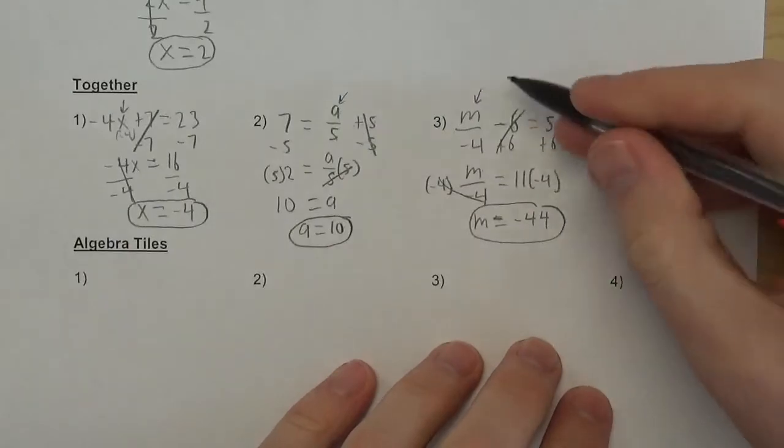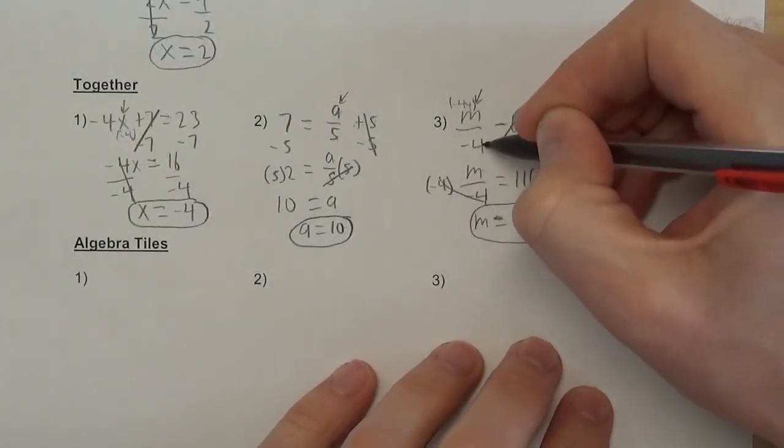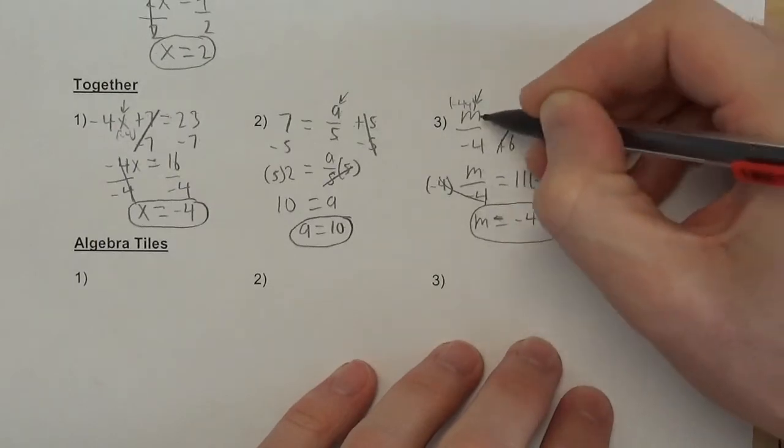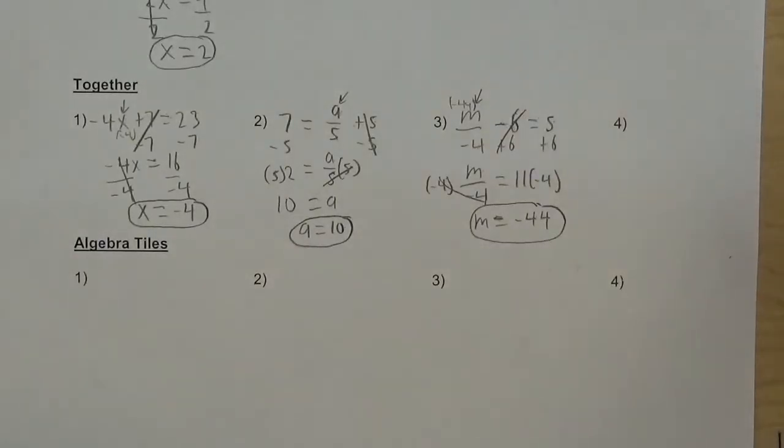Let's see if that's true. If we plug in negative 44 up here for m, negative 44 divided by negative 4 is positive 11, and 11 minus 6 equals 5. So m does in fact equal negative 44.